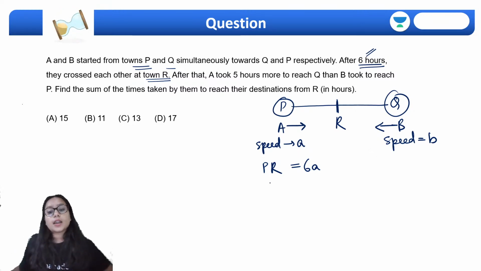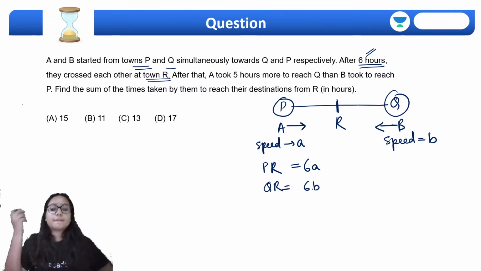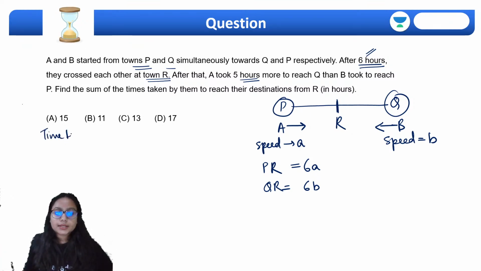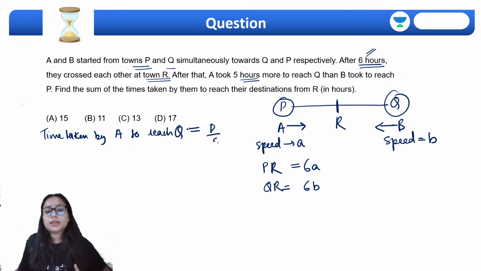Then what is QR? The distance QR will be equal to 6 into B. Okay, so we have PR as well as QR. Now after that, A took 5 hours more to reach Q. So time taken by A to reach Q after point R is equal to distance upon speed. What is the distance from R to Q? It is 6B. So this is 6B upon speed of A, that is A.